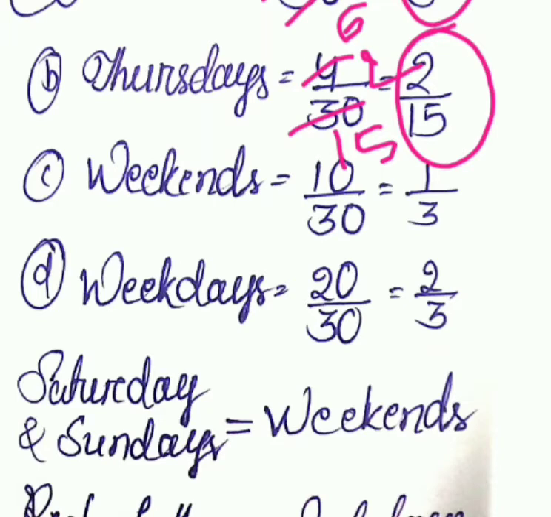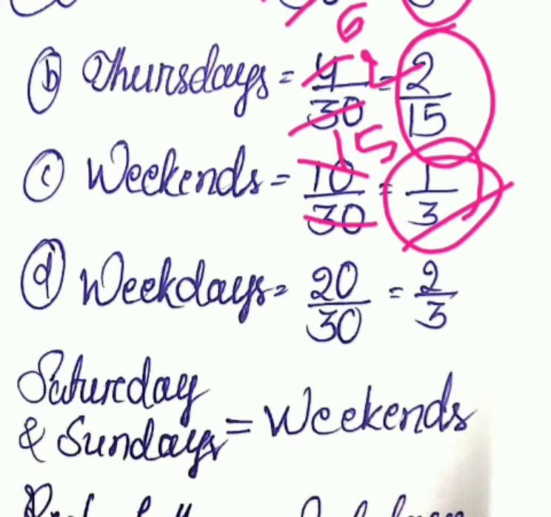Now weekends. Saturday and Sundays are known as weekends. So Saturday is 5 days and Sunday is 5 days in that calendar. So total 10 days. And total days of the month April is 30. So out of that, the fraction will be 10 by 30. 10 ones are 10, 10 threes are 30. So the simplest form will be 1 by 3.